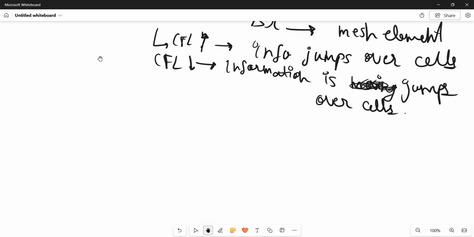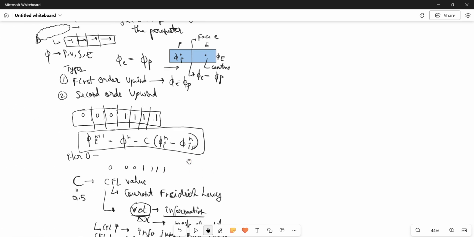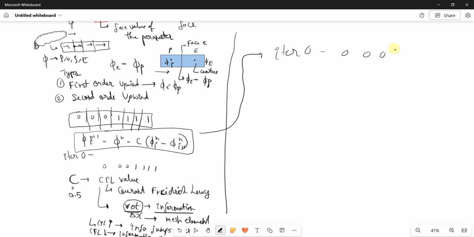So now you got the values of that. I'll just keep it on the side and cover this up here. At iter 0, it was just 0, 0, 0, 1, 1, 1, 1. Now we are going to iter 1. So how can I write this equation?